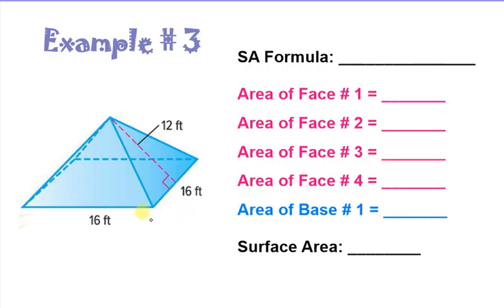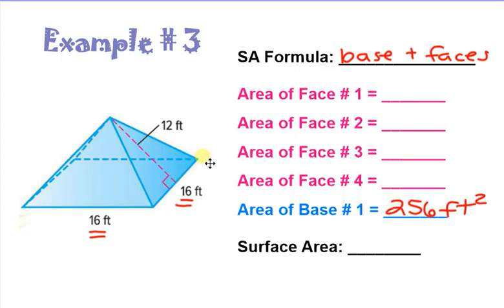Example number 3. Okay, so in this case here, I also have a square bottom because I have 16 by 16. So let me go ahead and write my formula. It's going to be base plus faces. So 16 times 16 is going to be 256 feet squared. Now let me look at my triangle.